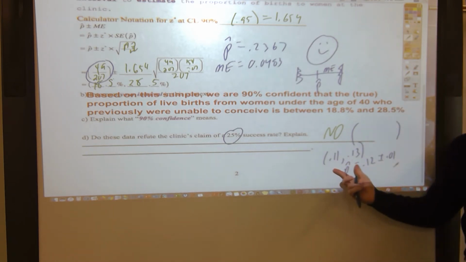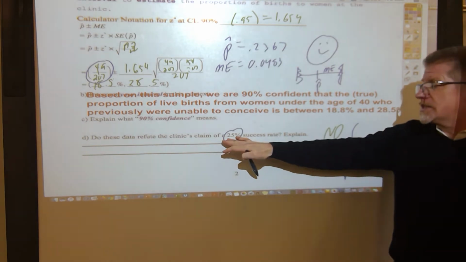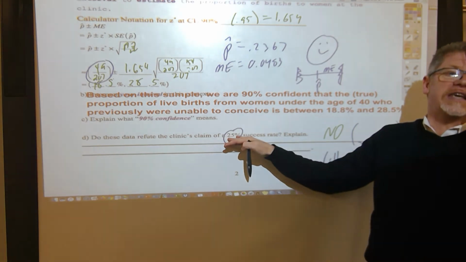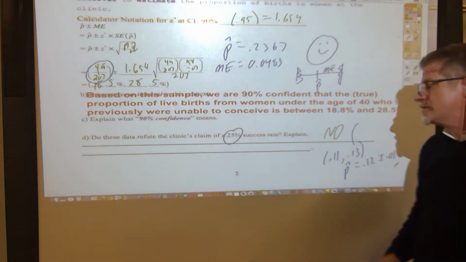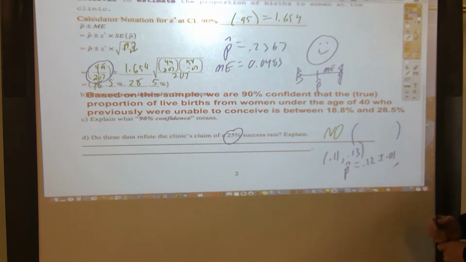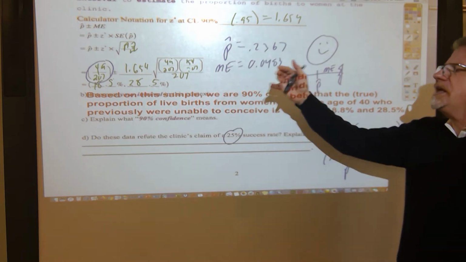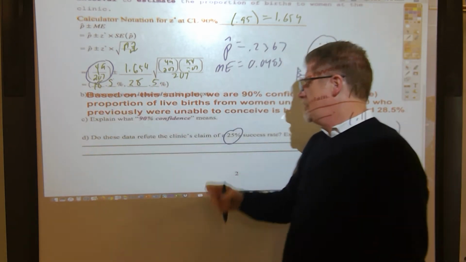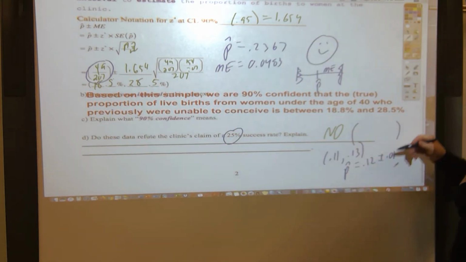If both endpoints are beneath the key value, which in this case is 25%, whereas in an election the key value is 50%, then we could say we have enough evidence to refute the claim. But both endpoints were not beneath 25%, so we say there's not enough evidence.